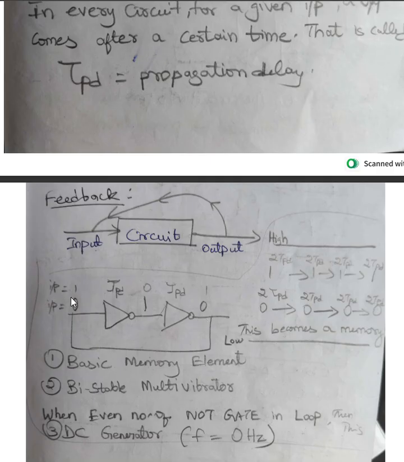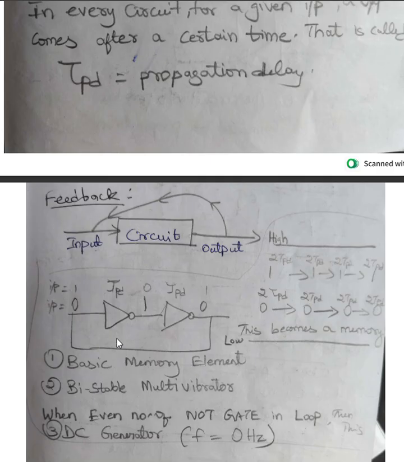If you input 1 it becomes 0, then it becomes 1 again, and this is carried again to the input, so it becomes 1 0 1 again. So whatever input you are giving, the same output is coming. That is, it's acting like a buffer. It's acting like a buffer. Also you can say it's a basic memory element. So this happens when an even number of NOT gates is present.